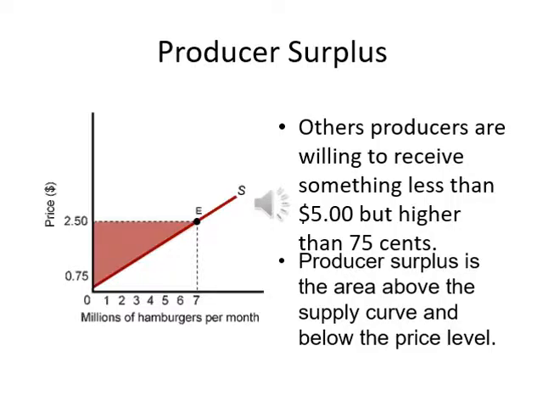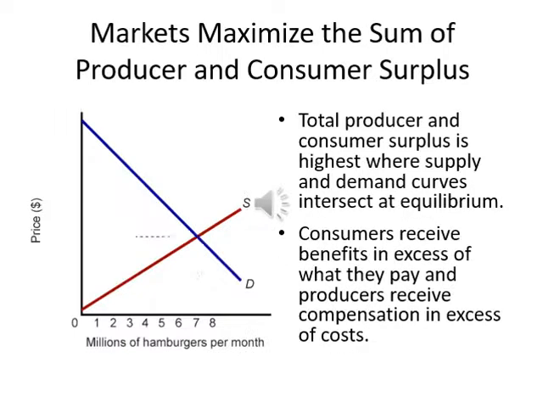Producer surplus. Other producers are willing to receive something less than $5 but higher than 75 cents. Producer surplus is the area above the supply curve and below the price level. Markets maximize the sum of producer and consumer surplus. Total producer and consumer surplus is highest where supply and demand curves intersect at equilibrium. Consumers receive benefits in excess of what they pay and producers receive compensation in excess of costs.